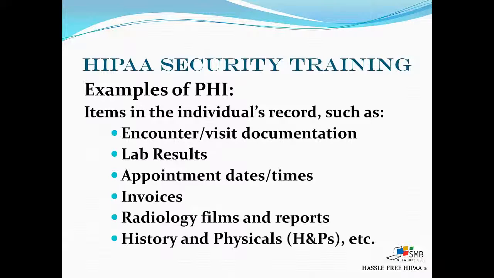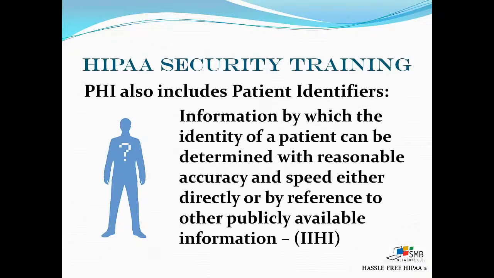So here are some examples of protected health information. Once again, remember, PHI can be electronic or it can be on paper. These examples can be both electronic or just standard paper, physical. Encounter visit documentation, lab results, appointment dates and times, invoices, radiology films and reports, and history and physical reports. PHI also includes patient identifiers.